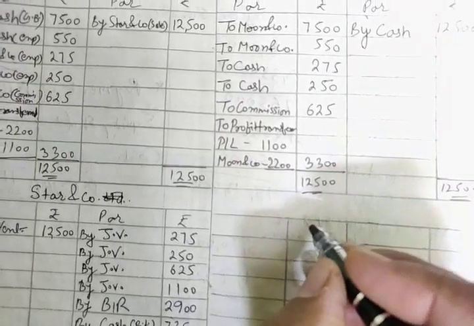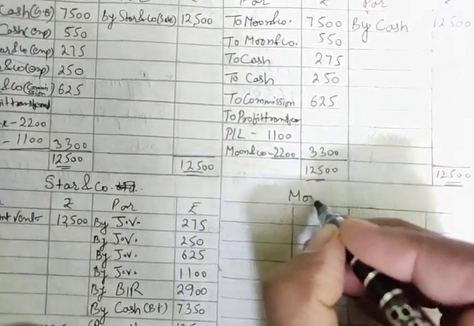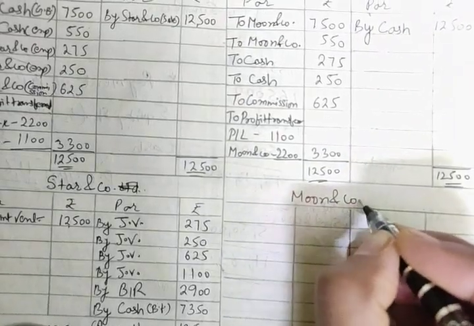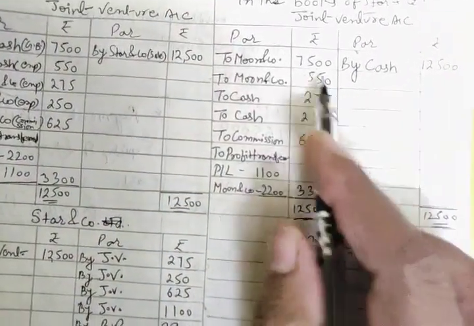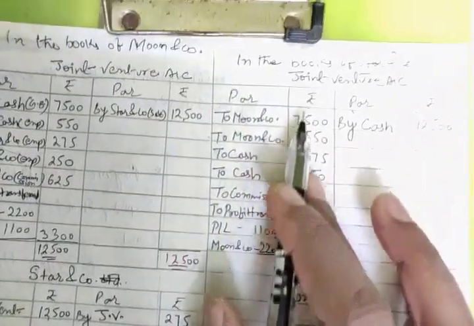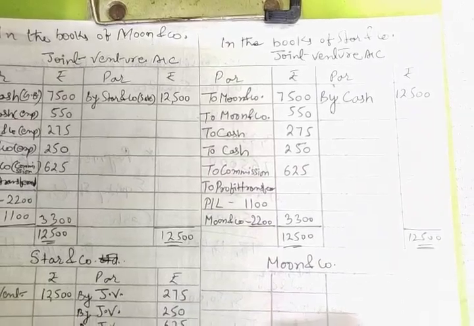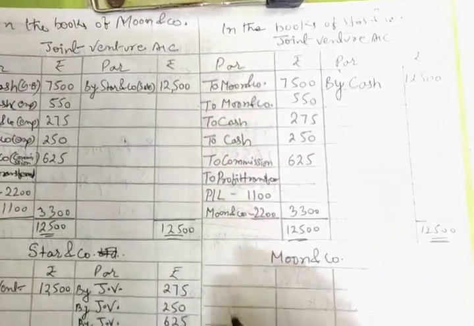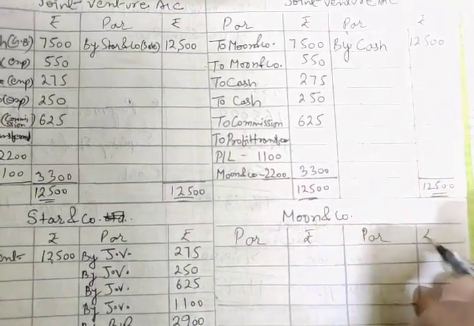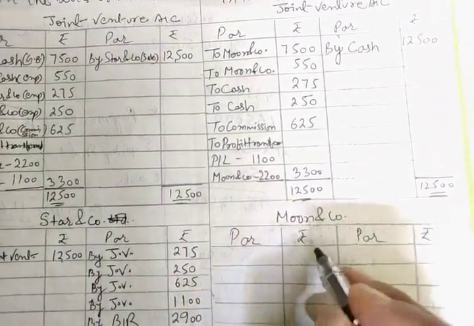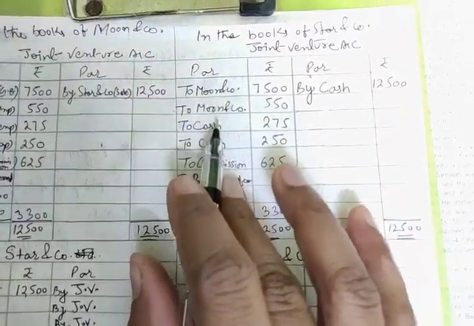Now in the books of Star and Company we have to maintain the account of the other co-venturer, that is Moon and Company. Okay, now again the same thing: whatever entries we have in the joint venture account in the name of Moon and Company, we have to make just the counter entry of that here. Okay, so first the heading, particulars, amount. Now from this we are going to take the counter entry.